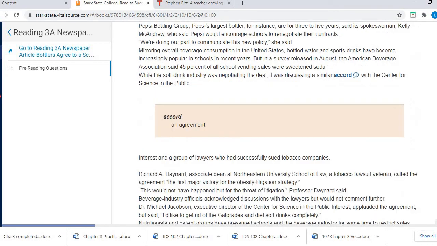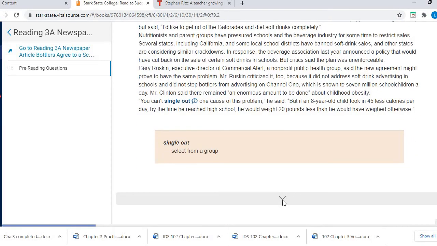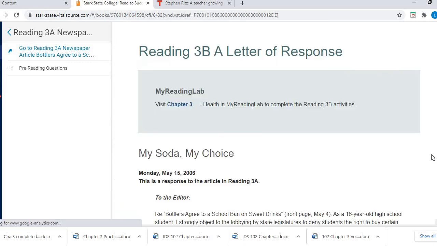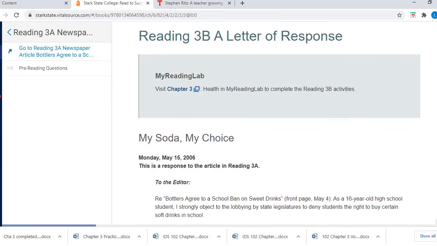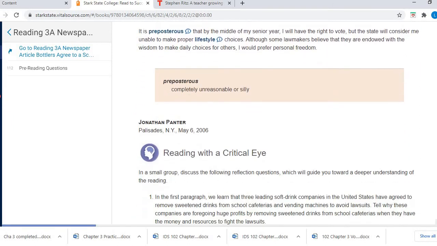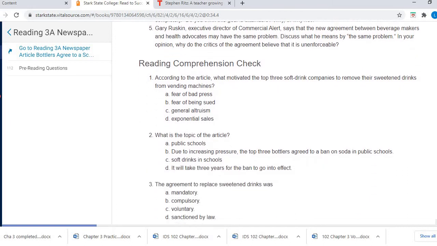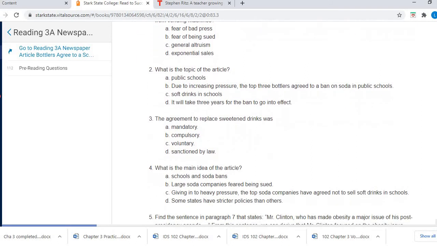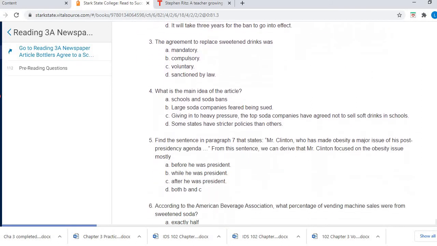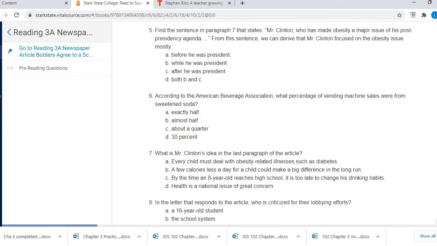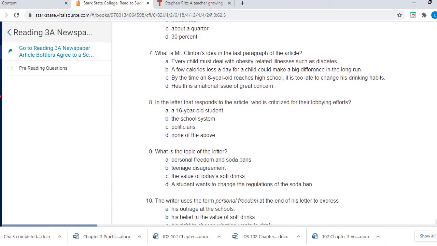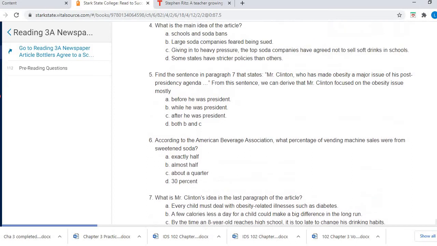And then as you get done reading that one, I would just kind of click down so it continues. Here's the letter of response, My Soda, My Choice. Go ahead and read through there. And then you can see that there's some multiple choice questions. So reading comprehension check. You are answering questions 1, 2, 4, 5, 7, and 9. Okay, so pay attention to which one it is asking.